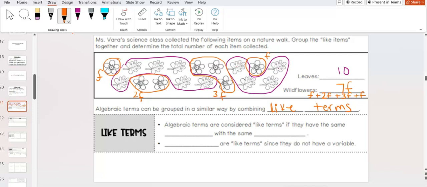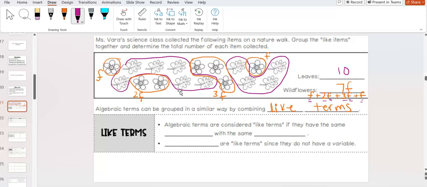And you may notice that the first number here, that coefficient, doesn't matter. All that matters is that they all have this letter F. If they have the letter F, then I can group them together and add them together. Those are like terms. It's kind of like organizing your room or organizing a set of items from nature. You put all of the things that are the same together.